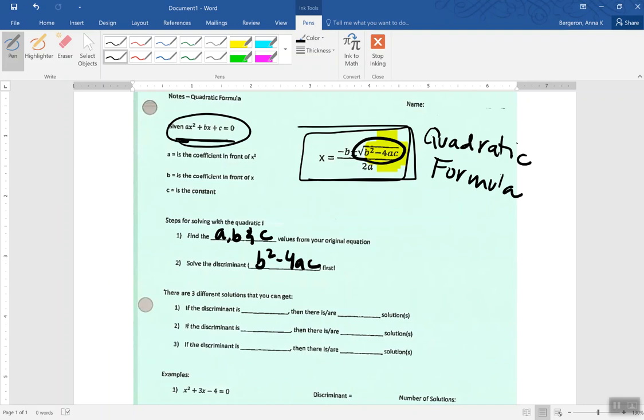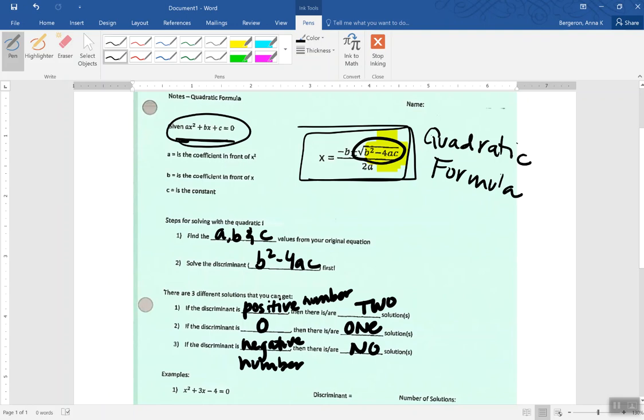For instance, if the discriminant is a positive number, then you're going to have 2 solutions. If the discriminant is 0, you're going to have 1 solution. And if the discriminant is a negative number, then you're going to have no solutions. So by finding this discriminant, we can determine ahead of time how many solutions we should be looking for. So let's get some practice in.